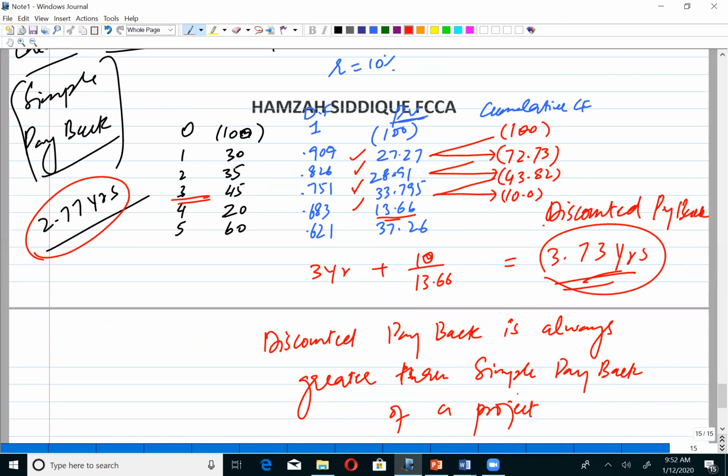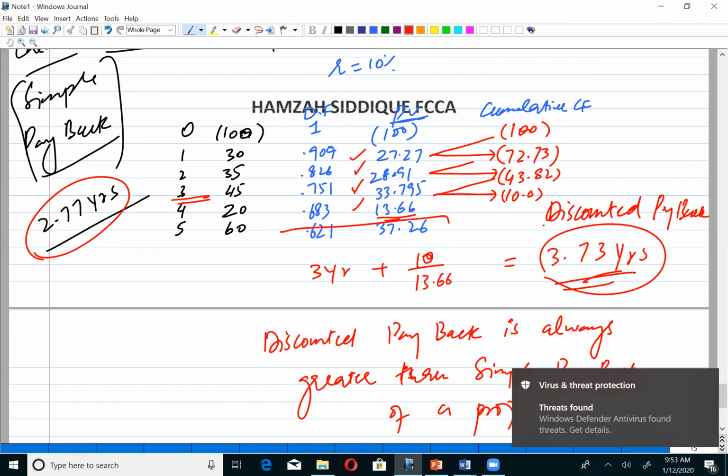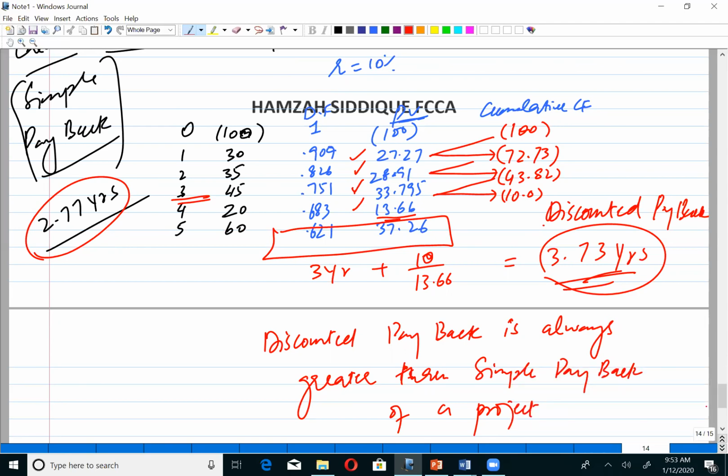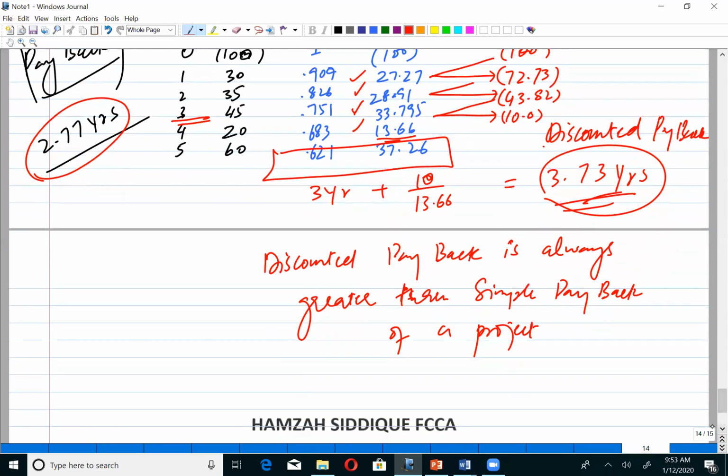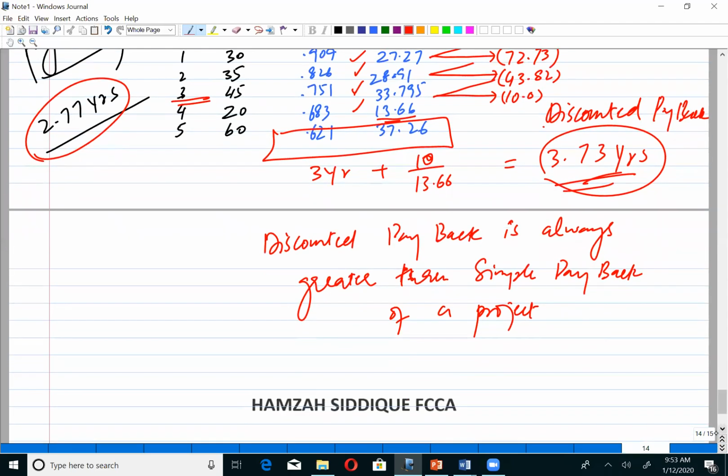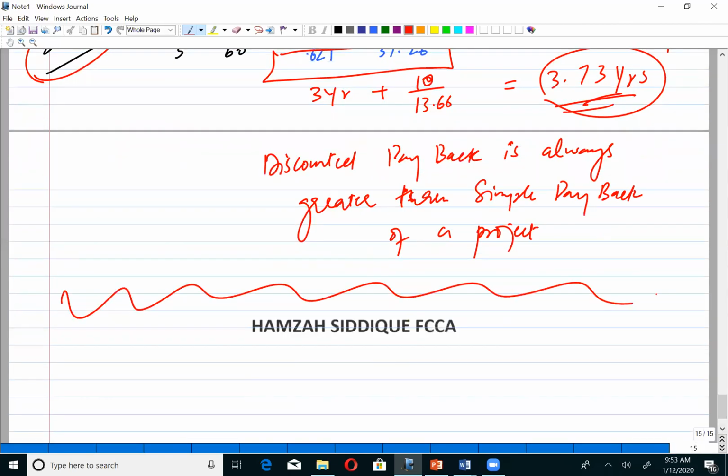Now students, other drawbacks and advantages of the method are the same as those of the payback period method. Only one drawback is removed. Still a drawback is that it ignores the cash flows after the payback period. I will write it here. Still there, the point is, it ignores the cash flows after the payback period.